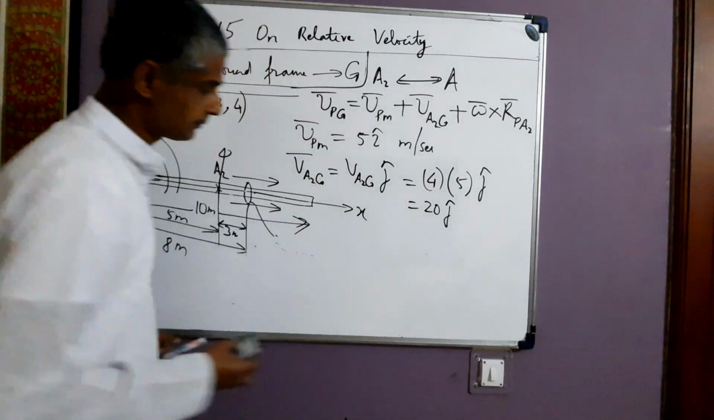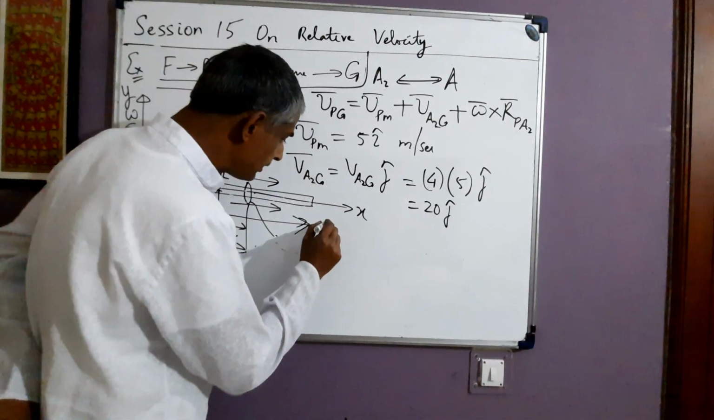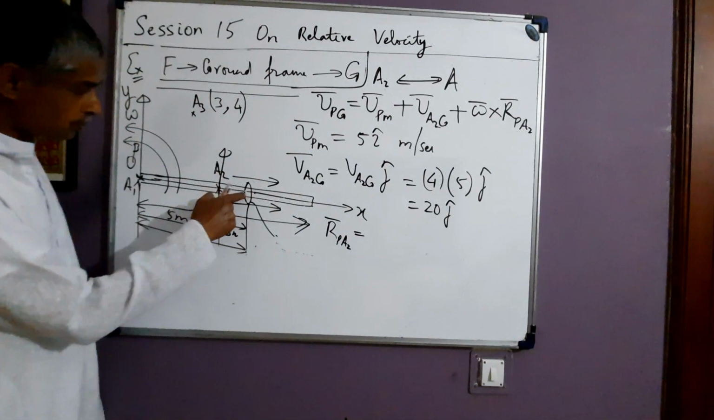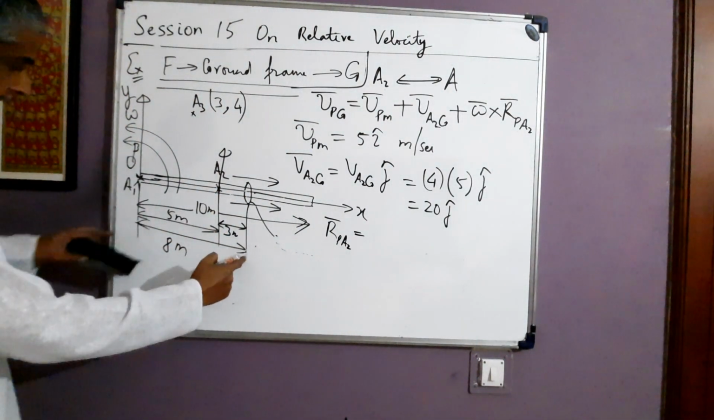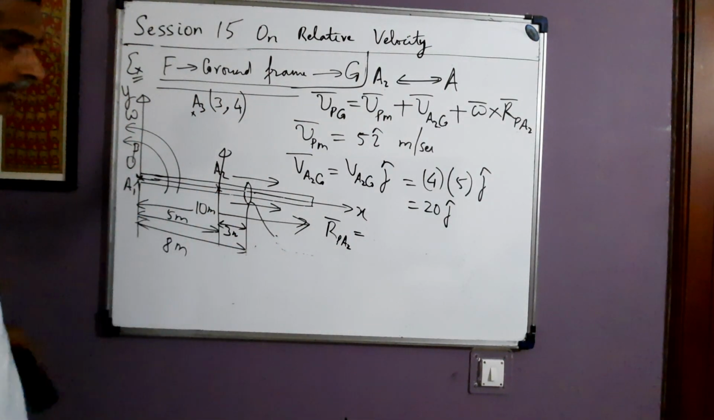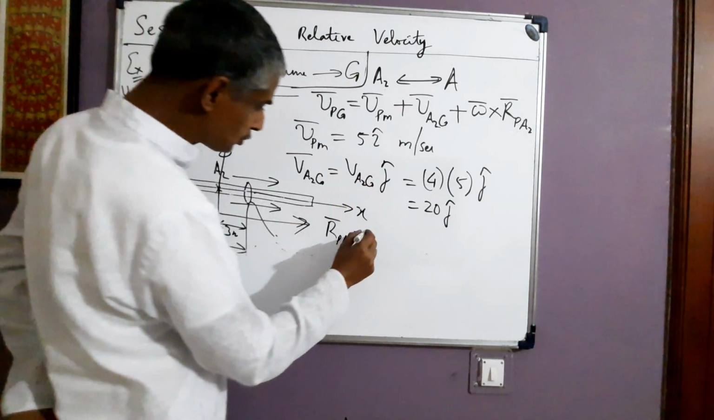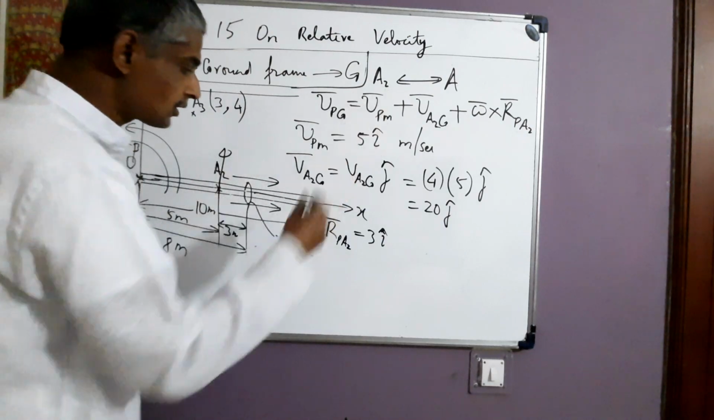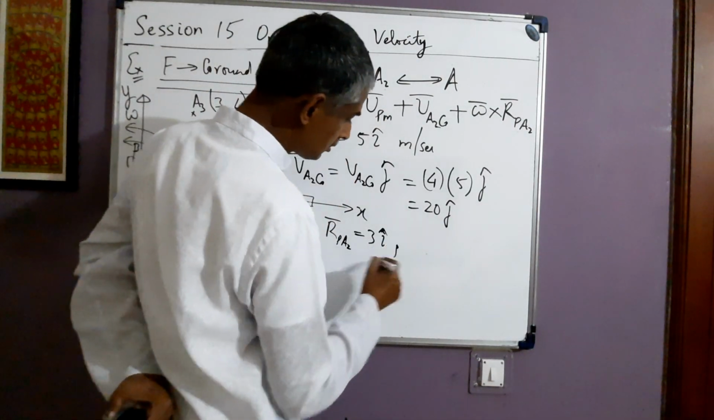So RPA2 is the vector from A2 to P. And you can see this is 8 meter, this is 5 meter, this is 3 meter. It is along the positive x-axis. So RPA2 will be 3i. Fine. So what will omega cross RPA2 be?